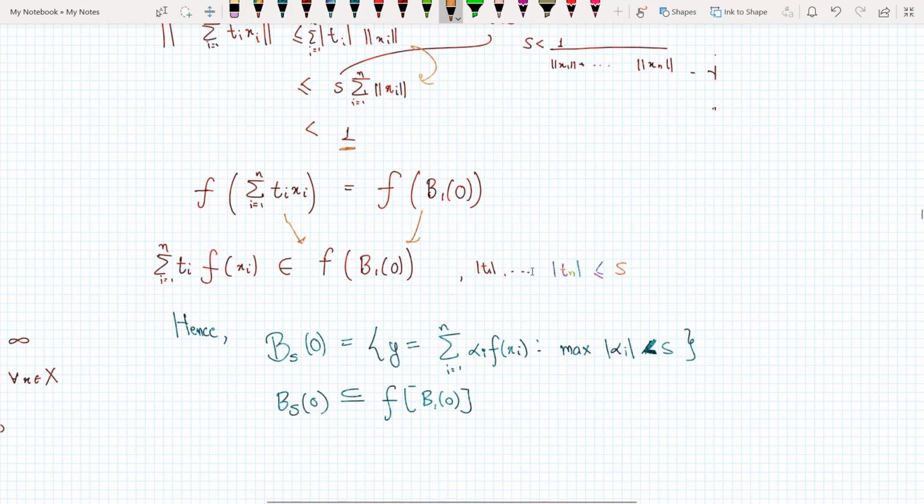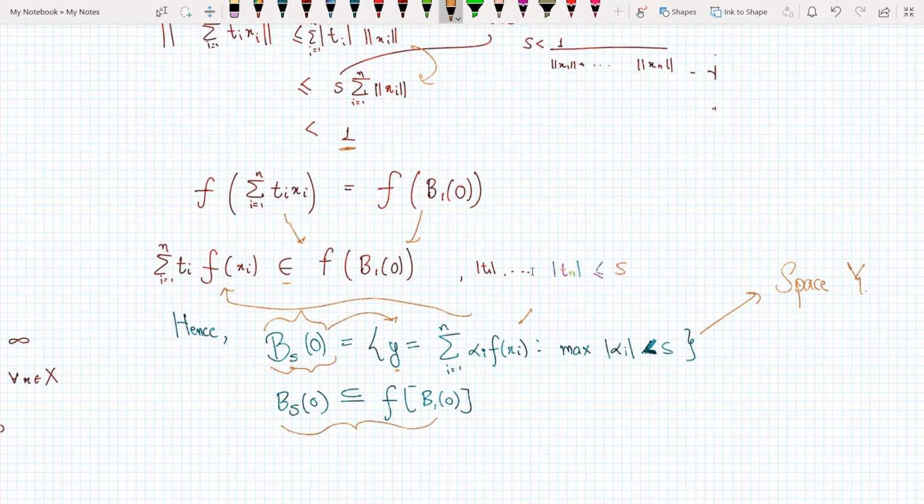Now if you look at the ball, let me specify this is space y. So in my space y, if I have a ball of radius s, it consists of all such y's such that y is written like this, the max of the alpha i's is less than s. Now I know that this ball is a subset of f of the ball, because this set consists of all such elements whose shape looks like this. But I know that all such elements or vectors in my space y belong to f of the ball. So I write this as a subset of this, because if one element belongs to it, then the subset which consists of all such elements must be a subset of this. So this argument is also pretty straightforward.